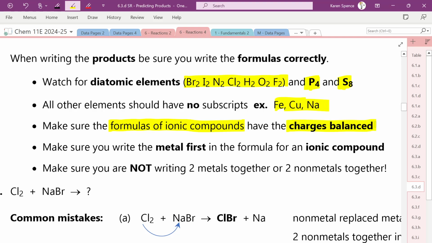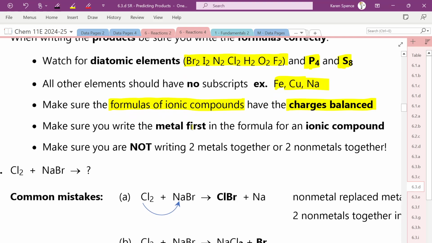Okay? Make sure that your formulas of your ionic compounds have the charges balanced. So if you've got a 2+ and a 3-, you're going to have A3B2. Okay? The metal has to go first in the ionic compound. And make sure that you do not put 2 metals together. No. Okay, so let's see all the ways you could go wrong.